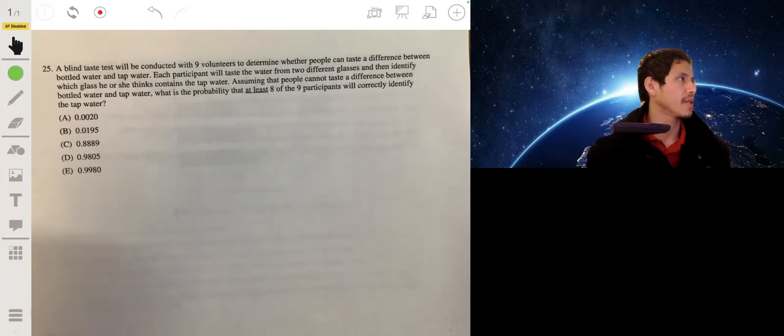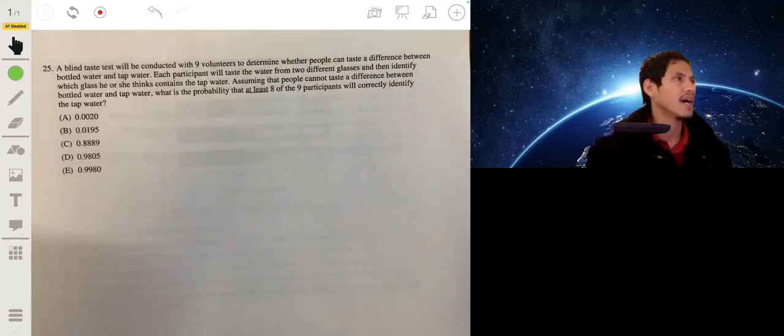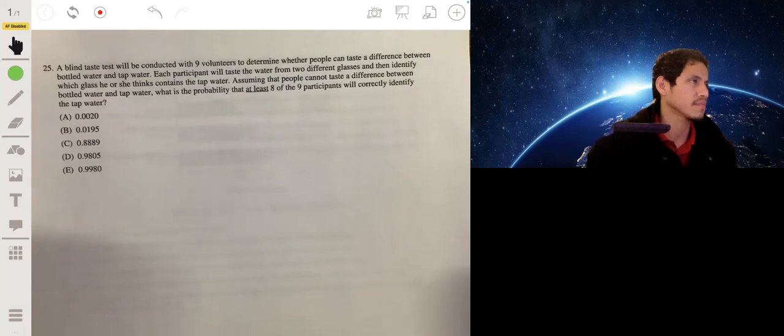All right, so it says a blind taste test will be conducted with 9 volunteers to determine whether people can taste the difference between bottled water and tap water. Each participant will taste the water from 2 different glasses and then identify which glass he or she thinks contains the tap water. Assuming that people cannot taste a difference between bottled water and tap water, what is the probability that at least 8 of the 9 participants will correctly identify the tap water?